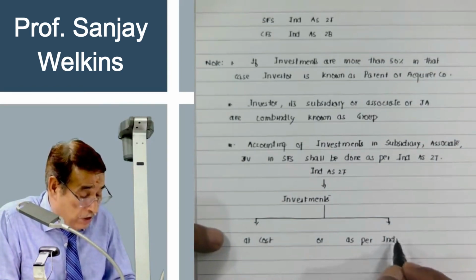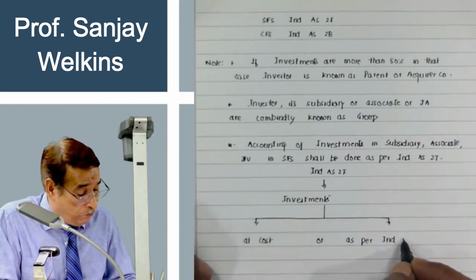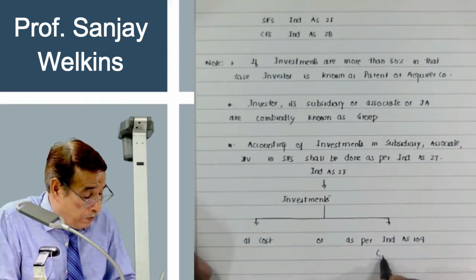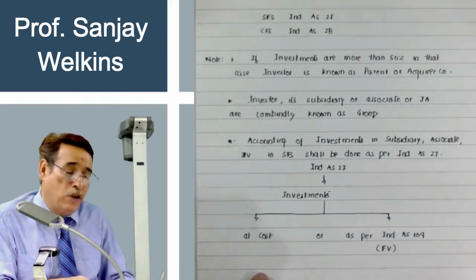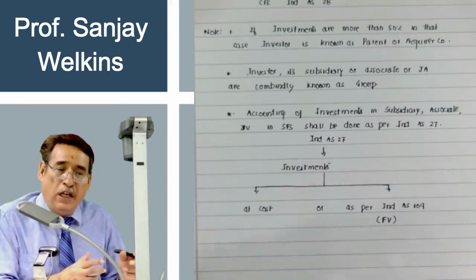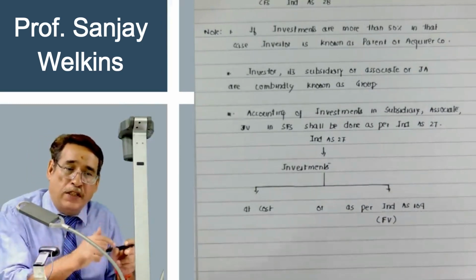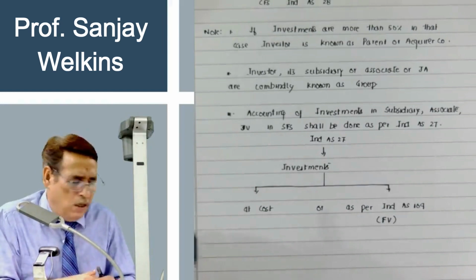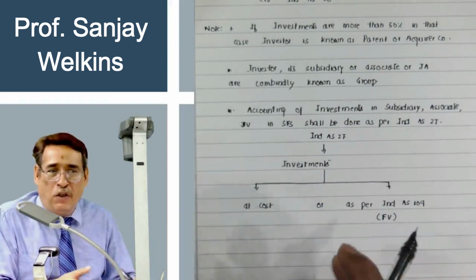Ind AS 27 states that you can reflect the investment either at cost or as per the guidelines of Ind AS 109. And Ind AS 109 simply states that you can represent your investment at fair value. I do not want to confuse you at this particular moment. Actually, Ind AS 109 states that you can classify your investment at fair value through profit and loss account or fair value through OCI. But if I use these terms at this point, you won't be able to comprehend anything. So for simplicity, I have told you that Ind AS 109 simply tells that you can represent your investment at fair value.